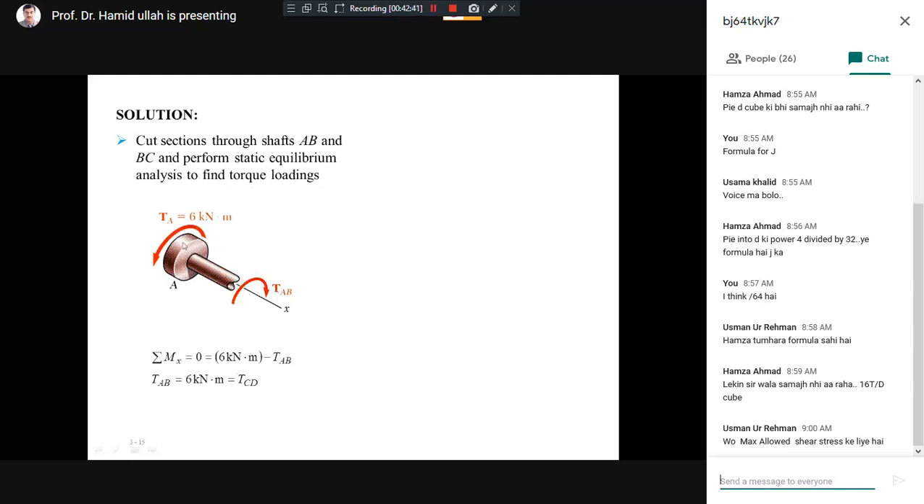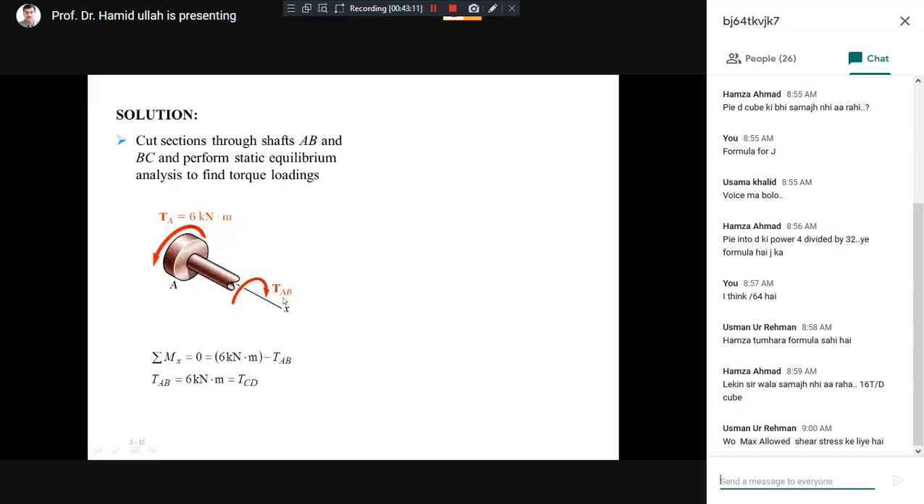By common sense, you can say that the applied load and the resistive load should be equal in magnitude. Or simply you apply the equilibrium condition, which is the sum of all the moments equal to 0. So one is 6, one is TAB. This will give you TAB equal to 6 kilonewton meter. This is the resistive torque, which we need for further calculation.